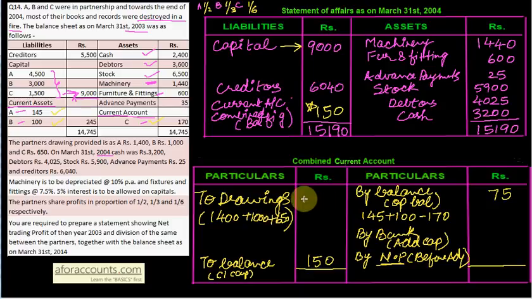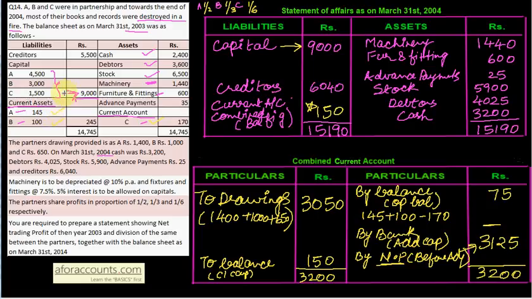Total drawings comes to 3050, and the total is 3200. 3200 minus 75 comes to 3125, and that is your net profit. There is no additional capital given in the question. So 3125 is your net profit before the adjustments, 3200 total. Whatever adjustments we are doing is in our current account.